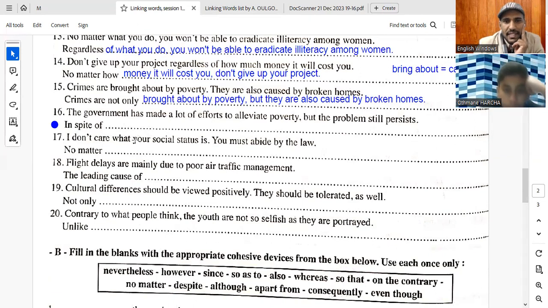All right, in spite of the government having made a lot of effort to alleviate poverty.